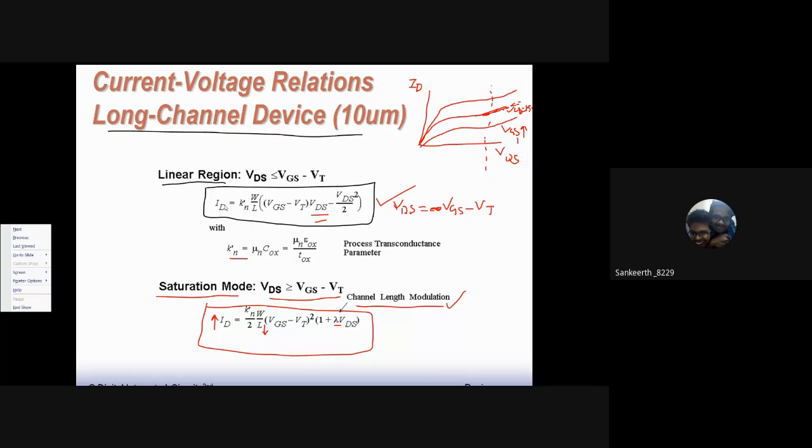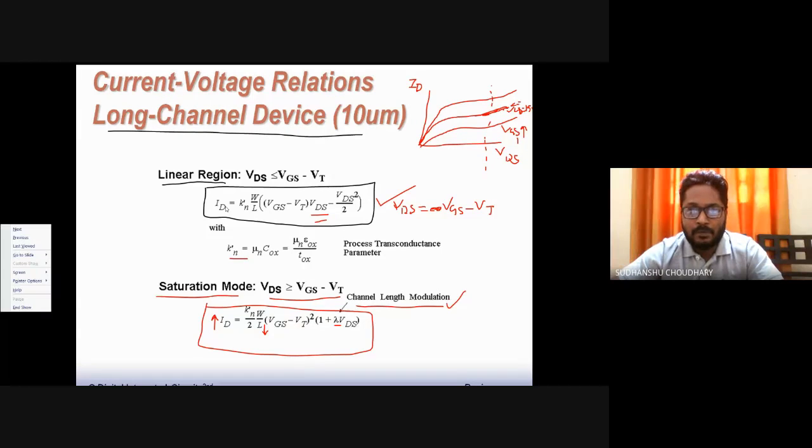So sir, in the linear region the channel length does not change, it will be constant? Yeah, definitely it will always be constant in the linear region, where your VDS is less than VGS minus VT. So the channel length does not change.